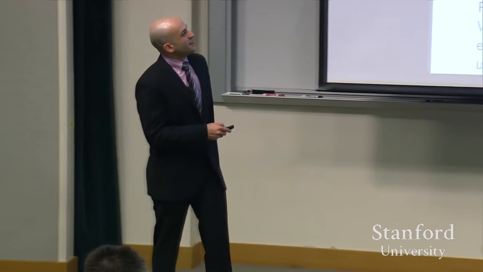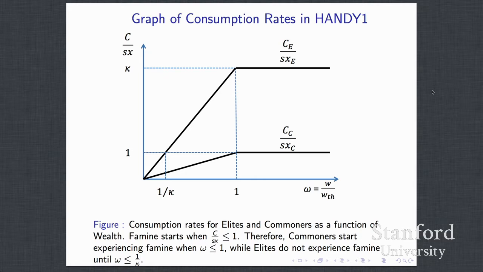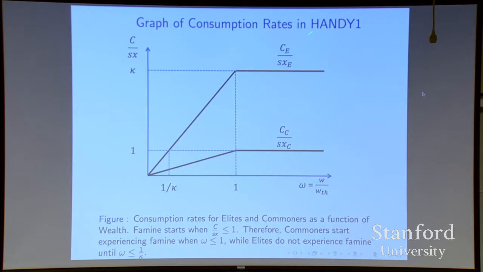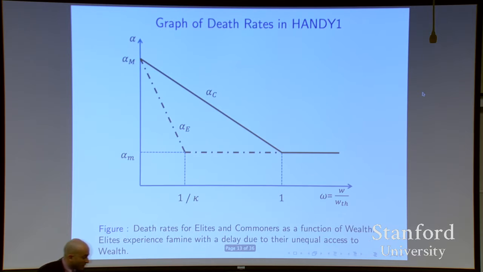Okay, so here are the consumption rates. As I said, we assume that there's a different level, the inequality factor kappa, between elites and commoners. So that describes the difference, and consumption decreases as soon as wealth hits a lower threshold. When there's no wealth, people have to reduce their consumption. But because elites consume at a much higher level, their consumption goes below the critical level much later than commoners. Because of that, we assume that the death rates are proportional to these consumption levels. As you can see, the death rate for elites goes into the famine regime much later than for commoners. So this gives that delay.